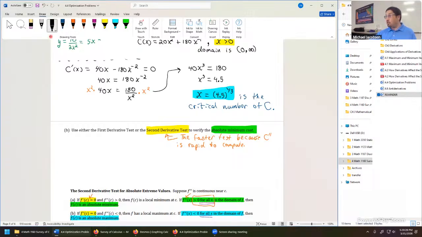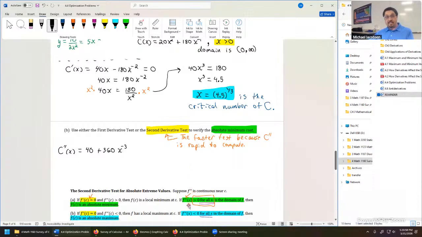So here's what this test is going to look like. Derivative 1 is here, so the second derivative, c double prime, at x goes 40, and we're halfway done. That's how we know this is the right test to use. This will be plus 360 x to the power negative 3. So there's our next cost function.